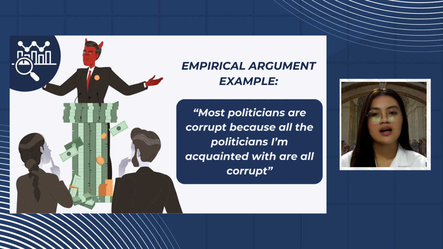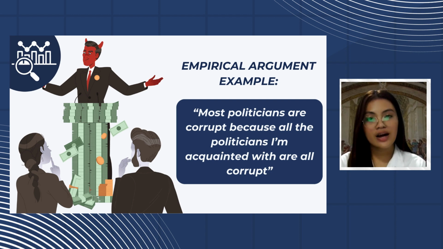So when you say most politicians are corrupt because all the politicians I'm acquainted with are corrupt, then you're making an empirical argument. Empirical conclusions are either true, false, or probable, and they must have empirical premises, premises that provide evidence to verify the truth or probability of the conclusion.